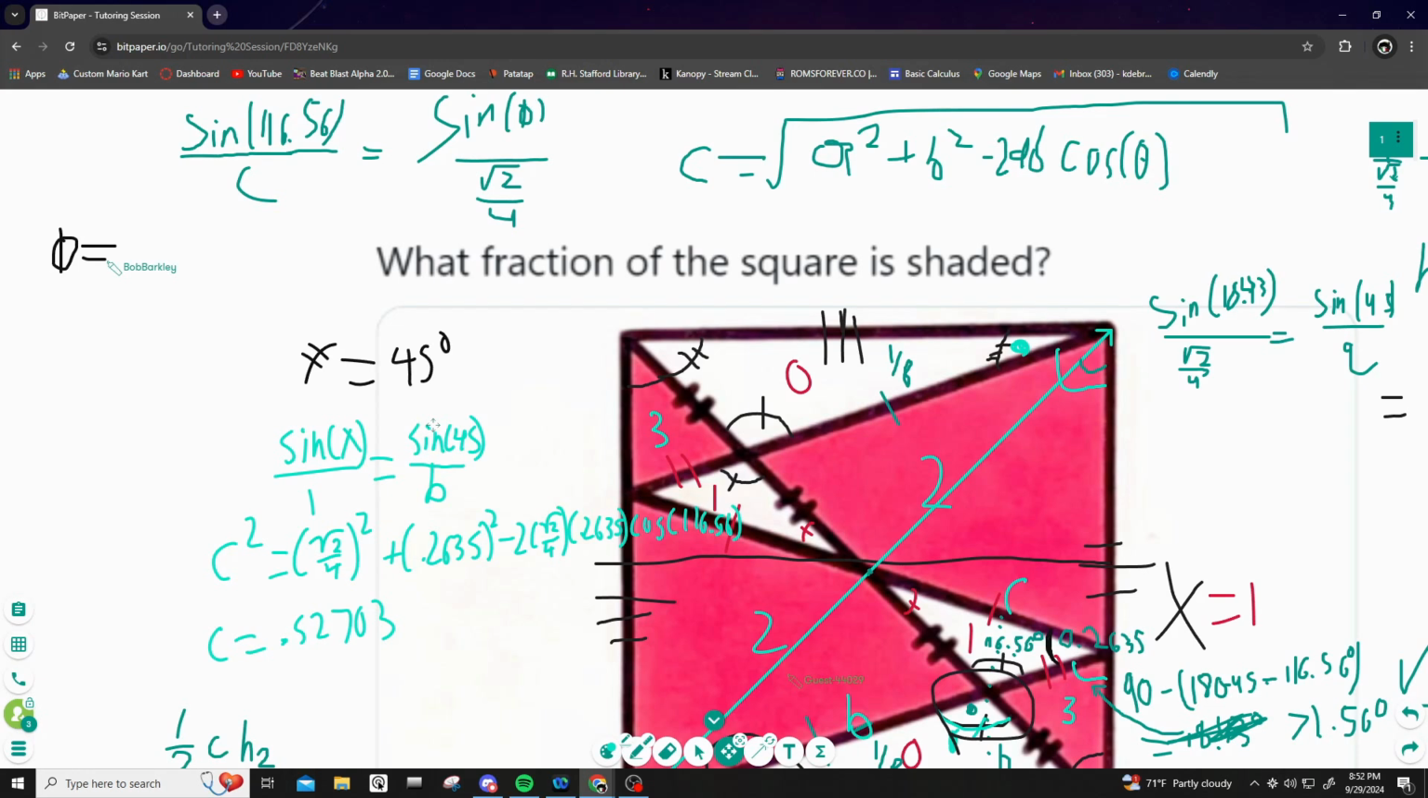Sine of that value divided by 0.52703. Is that a reasonable number? Yeah, I guess. Okay, times root 2 over 4. And then we'll take the inverse sine of that. It's like a perfectly round fraction. It's usually how they make them work out.